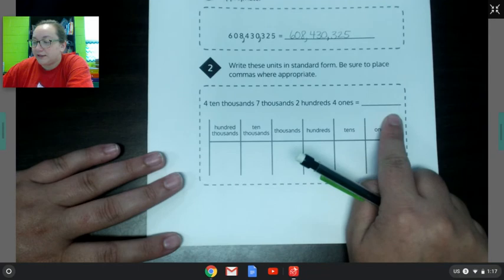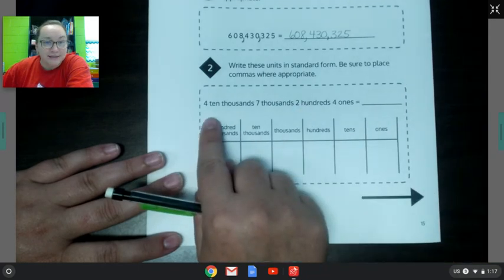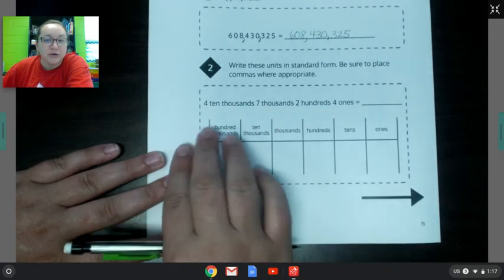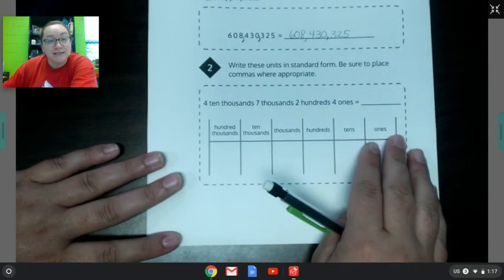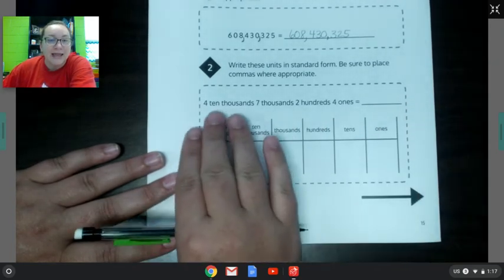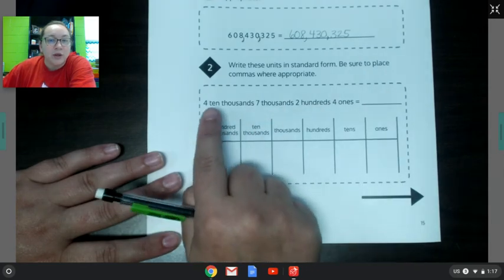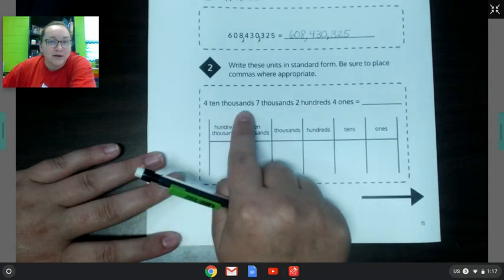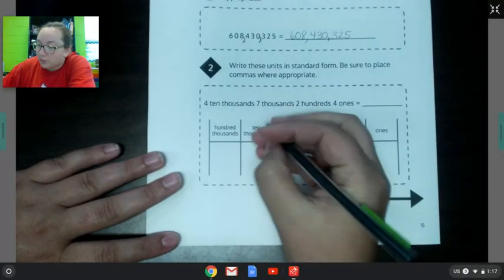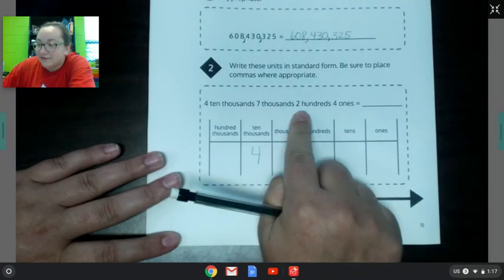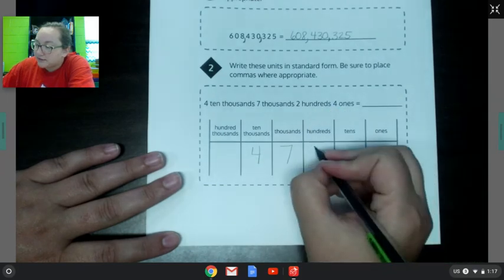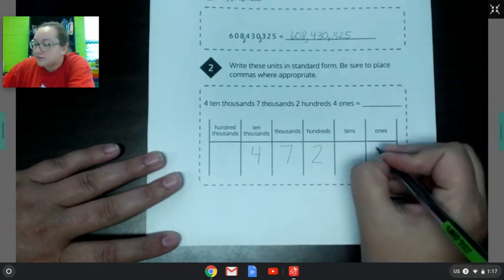Now, on the second one, so on Zearn and on your exit ticket, you are going to have numbers that look like this. Okay, so you're going to have this place value chart, and on your exit ticket directions, I even said draw a place value chart and fill it out and then put these numbers in there. So what you're going to do, it says 4, 10,000. So where would this 4 go? In the what place value? The 10,000. So we're going to put our 4 here, 7,000. So that would go in my thousands place, 200s, and 4 ones.